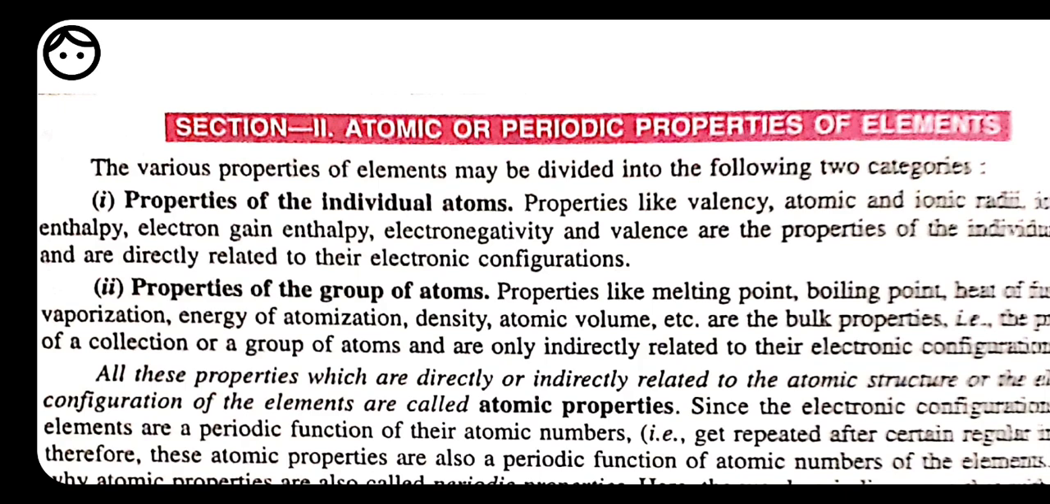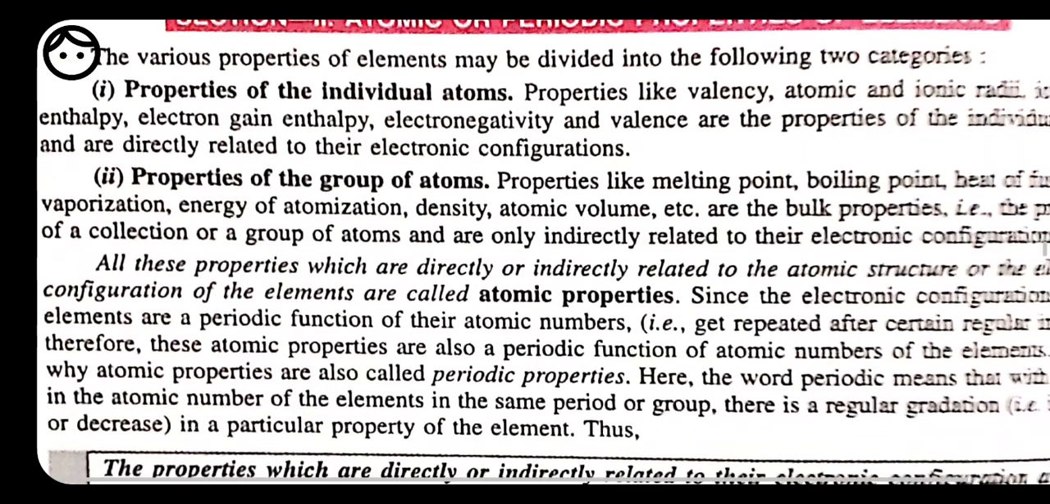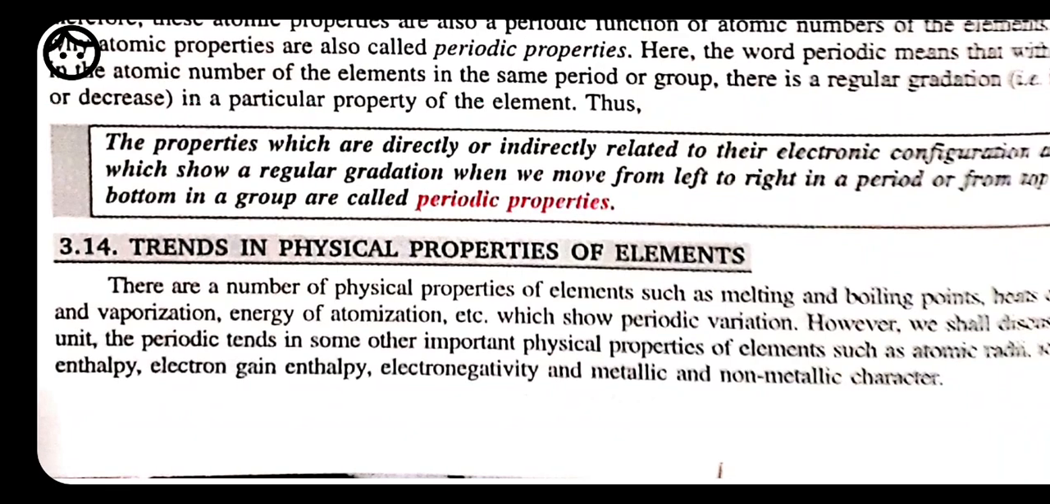Whenever we are talking about chemical properties, they depend on the number of electrons present in the valence shell. That's why, on the basis of the number of valence electrons, elements are arranged in groups. So chemical property is based on what? It is based on the number of valence electrons. So here let's start with trends in physical properties of elements.